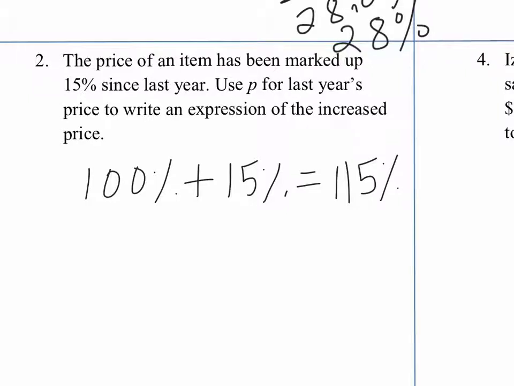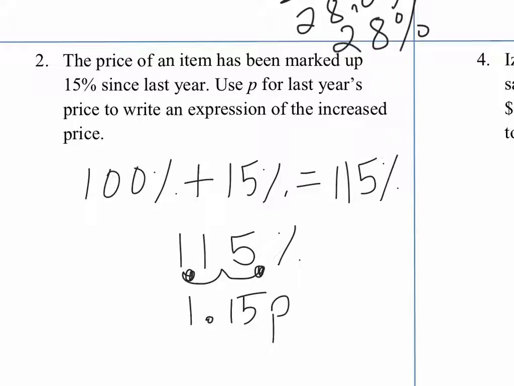115% as a decimal. You take the decimal after the 5 and move it to the left 1, 2. That gives you the decimal of 1.15, and you put that next to the variable P, which will give you an expression for the increased price.